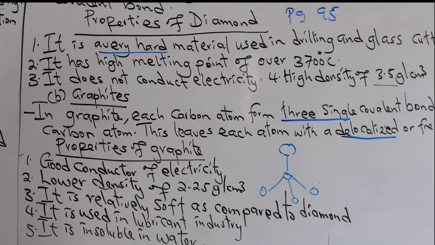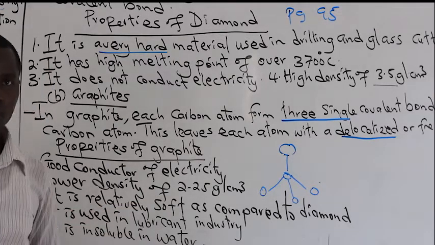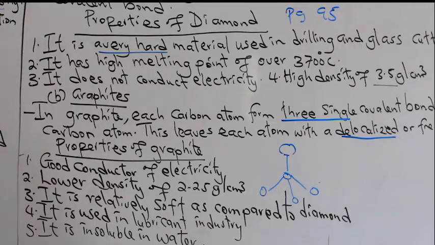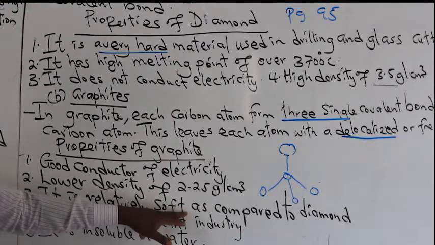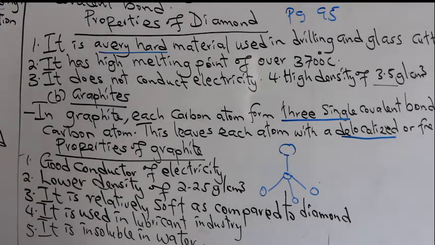Then number 3, it is relatively soft as compared to diamond. Diamond had a unique property in that it was a very hard material. Graphite, on the other hand, is not hard. That's why we are saying it is relatively soft as compared to diamond.